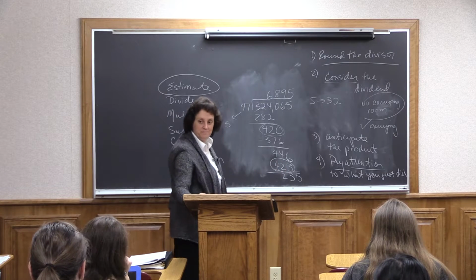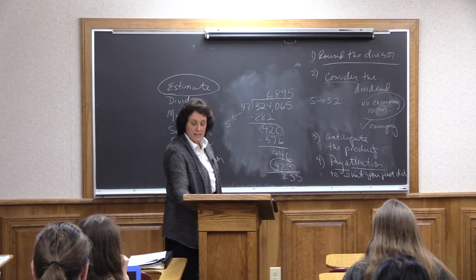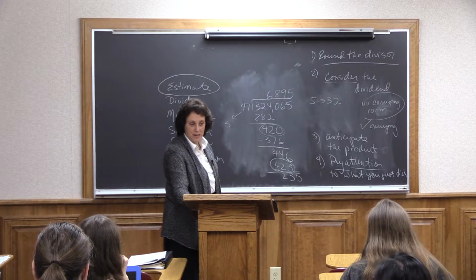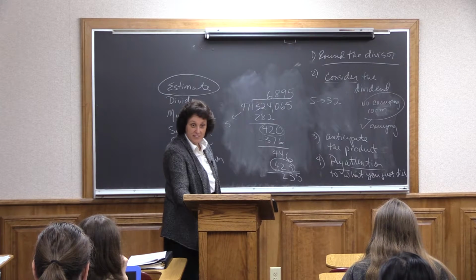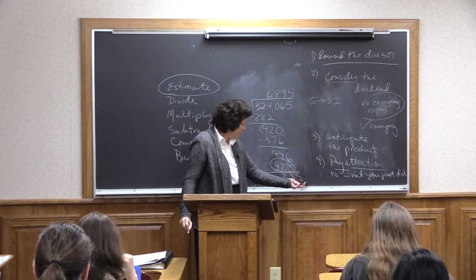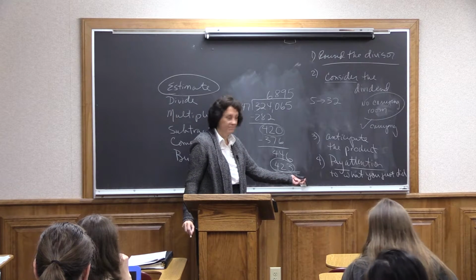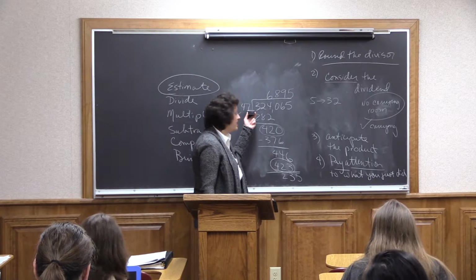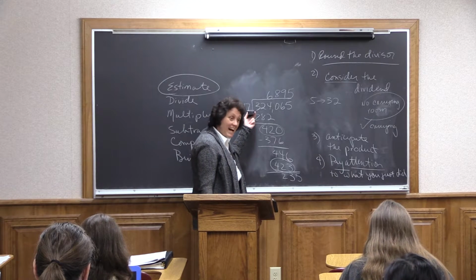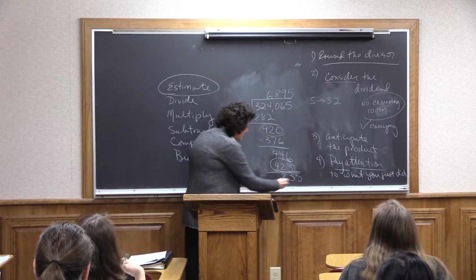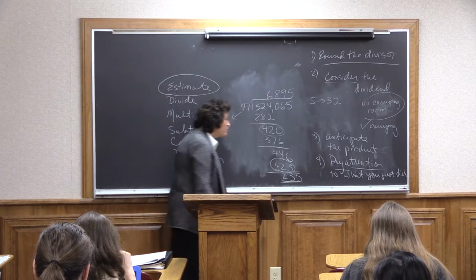Another thing, if they don't tell you about the remainder, it implies that the division comes out even. Look at this number, 5. 5 times 7 is 35. Look at this. Anticipate the product.